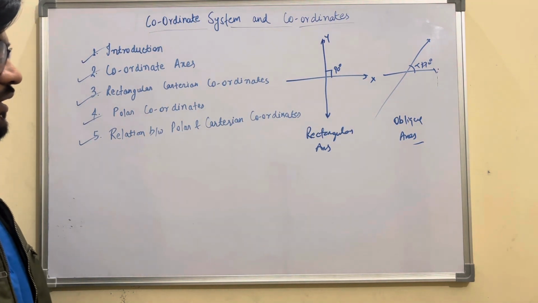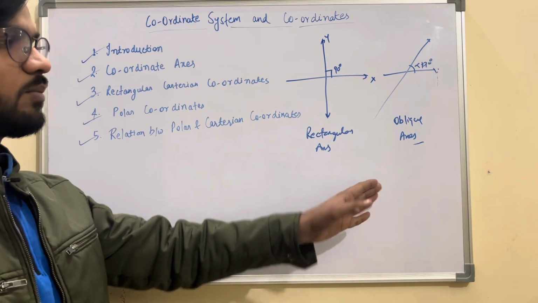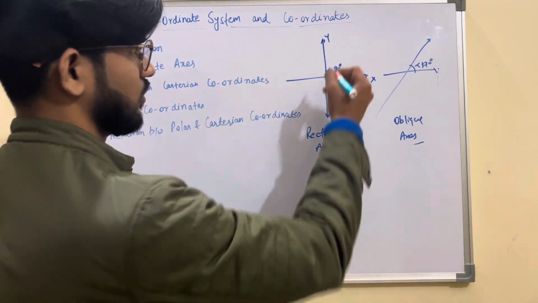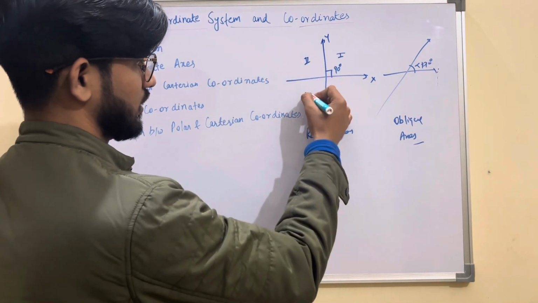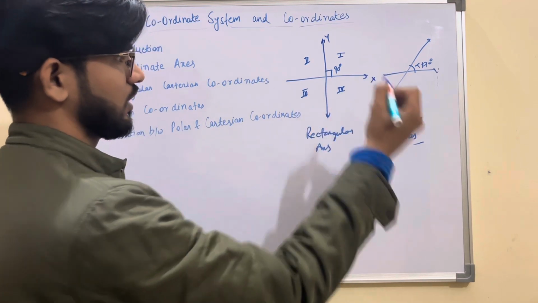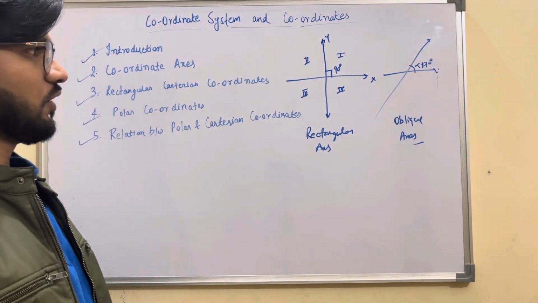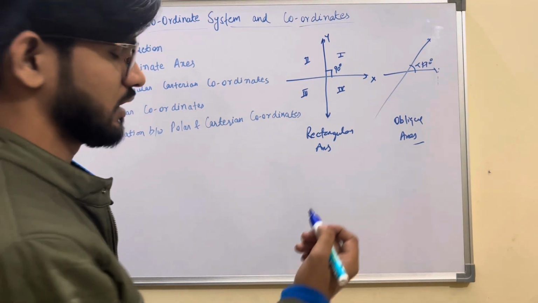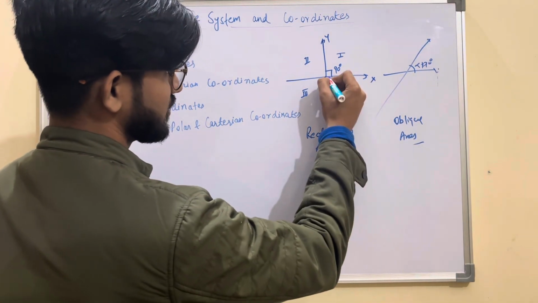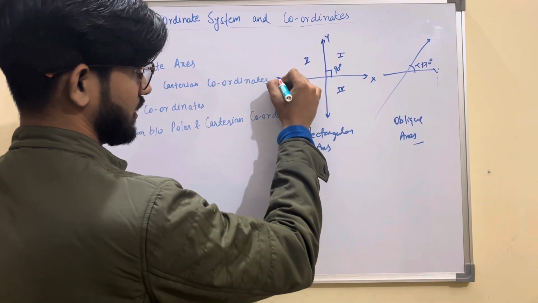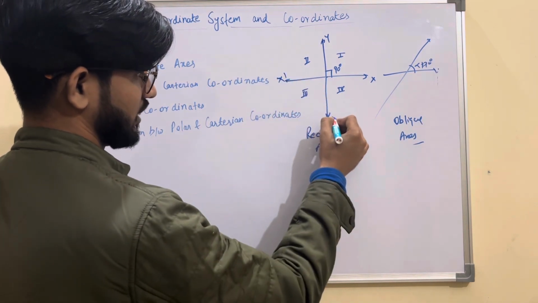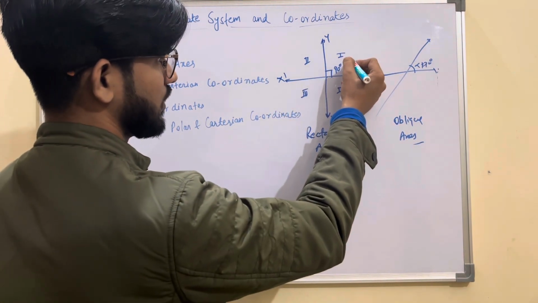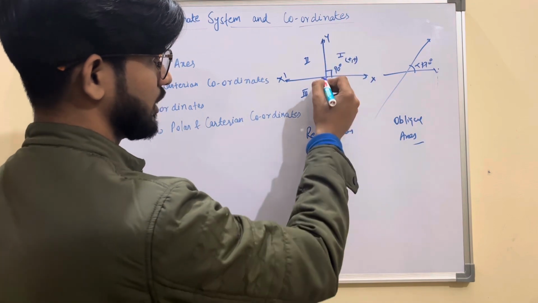Now we can understand that the rectangular or oblique axes divide the plane into four quadrants. They are called the first quadrant, second quadrant, third quadrant and fourth quadrant. Right? This is the positive x-axis, this is the positive y-axis, this is the negative x-axis, x dash, and this is the negative y-axis. In the first quadrant, the signs of the ordered pair will be positive and positive.